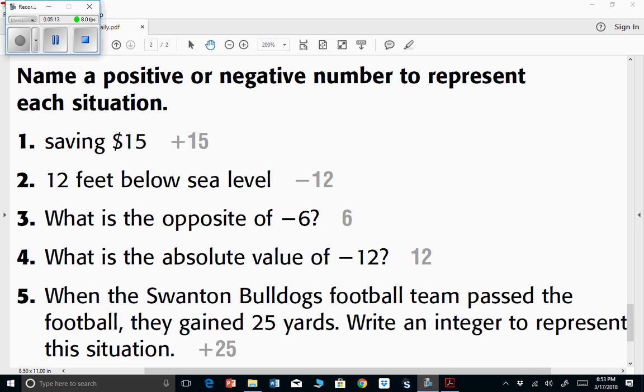And here are the correct answers. Saving $15 is positive 15. 12 feet below sea level is negative 12. The opposite of negative 6 is 6. The absolute value of negative 12 is 12. And when the Swanton Bulldogs football team passed the football, they gained 25 yards. A gain of 25 yards could be represented by the number positive 15.